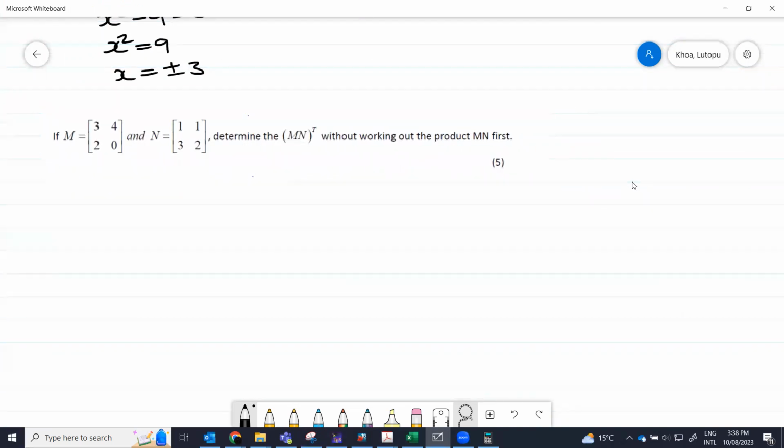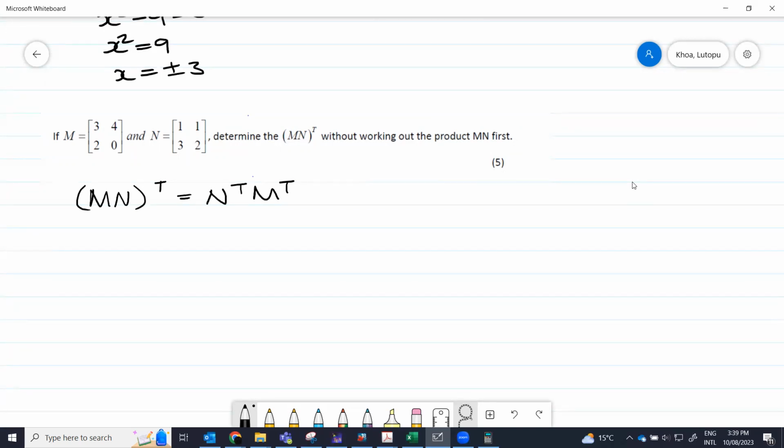Okay, so here we're given matrix M and matrix N. We are to determine (MN) transpose without working out the product first. So this one is just testing your knowledge. Do you know that (MN) transpose is equal to N transpose M transpose? So you'll transpose them, change the order, and then multiply. We're testing, do you know the properties of transposes?